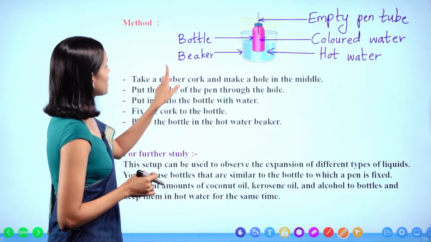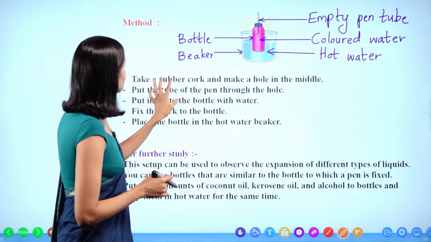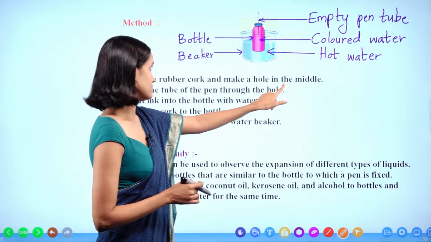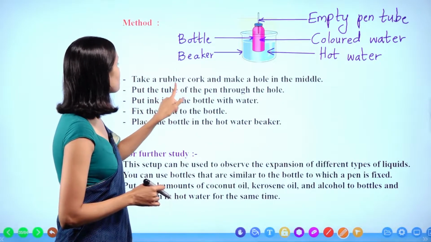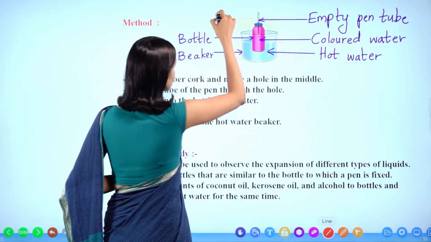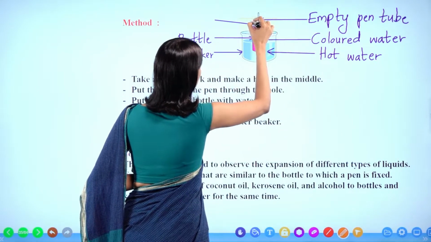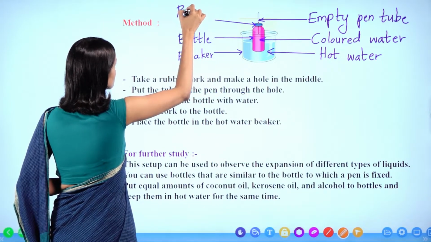Right. How to do the activity? Take a rubber cork, and rubber cork means the rubber stopper. Right? Take a rubber cork and make a hole in the middle, and put the tube of the pen through the hole. You all can see. We couldn't mark the rubber stopper. We'll mark that as well. This is the rubber stopper, or rubber cork.